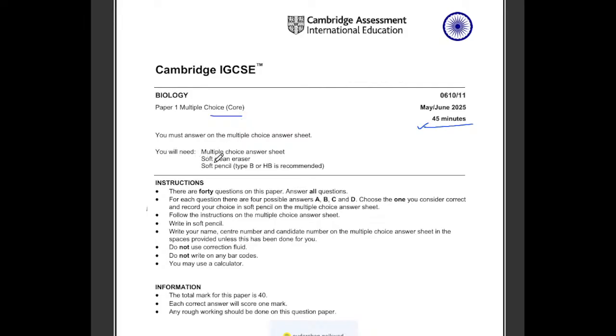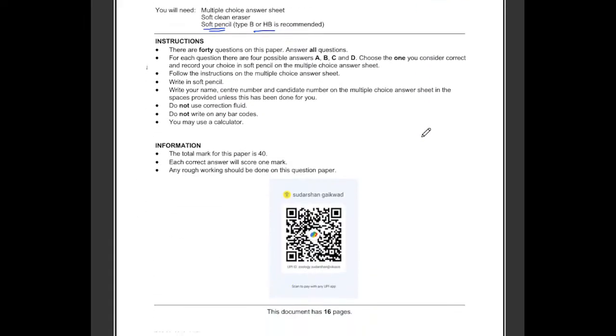Use only pencil. Most students take the OMR sheet and start filling the bubbles with the help of a pen. Please remember, pen is not allowed. You should only use pencil. The recommendation from IGCSE is B or HB. There are 40 questions, 45 minutes, or basically 40 minutes you take. You have 4 options, and one of the options is correct. Do not use any correction fluid or write on the barcode. There's no negative marking, by the way.